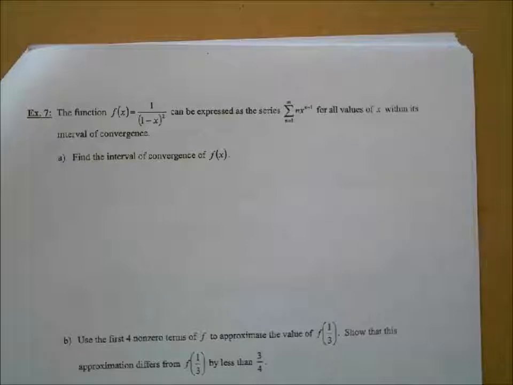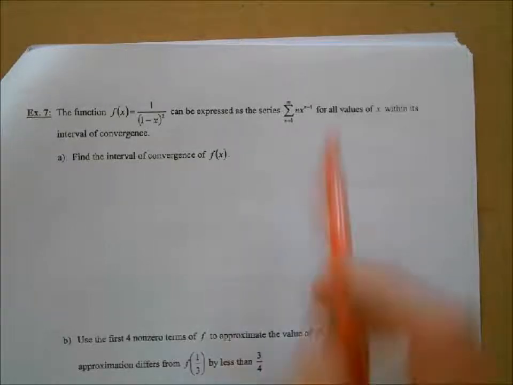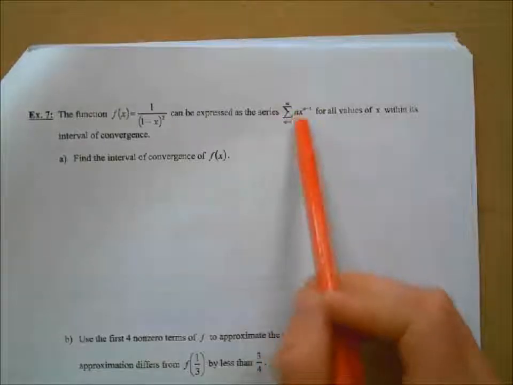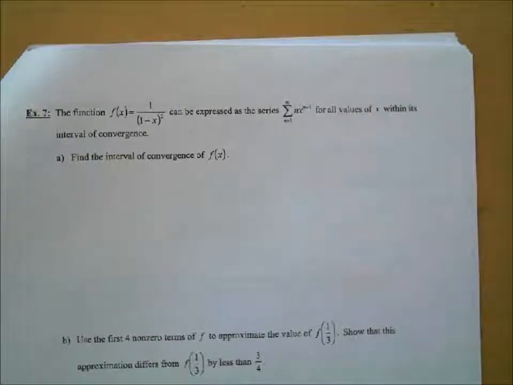Number 7. The function f of x equals 1 over the quantity 1 minus x squared can be expressed as the series, the sum from 1 to infinity of n times x to the n minus 1, for all values of x within its interval of convergence. Find the interval of convergence of f of x.